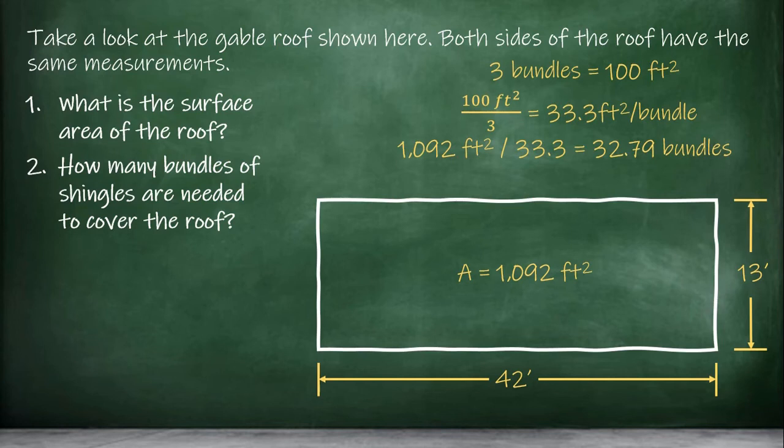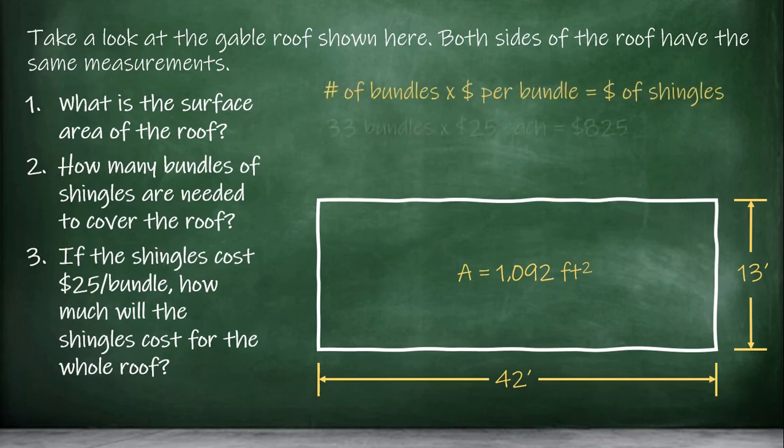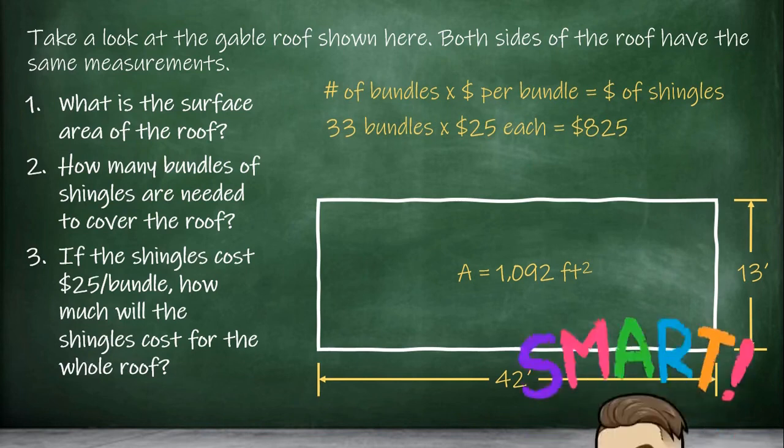The bundle is the smallest package that you can buy shingles in, so that means that if your answer isn't a whole bundle, we need to round up to the nearest whole bundle because we can't buy 0.79 of a bundle. So our answer is 33 bundles. If the shingles cost $25 per bundle, how much will the shingles cost for the whole roof? First, we take the number of bundles needed and multiply that by the cost per bundle to find the total cost of the shingles. So 33 bundles times $25 per bundle equals $825 in shingles to cover this roof. Not too bad, right?